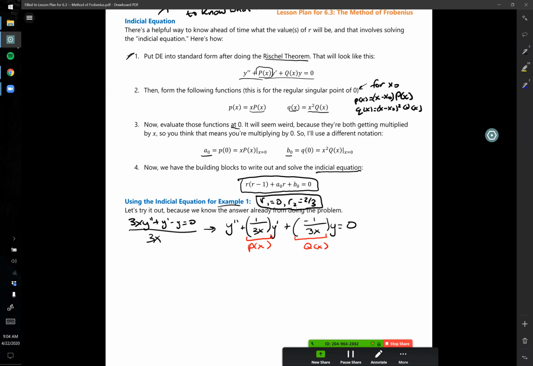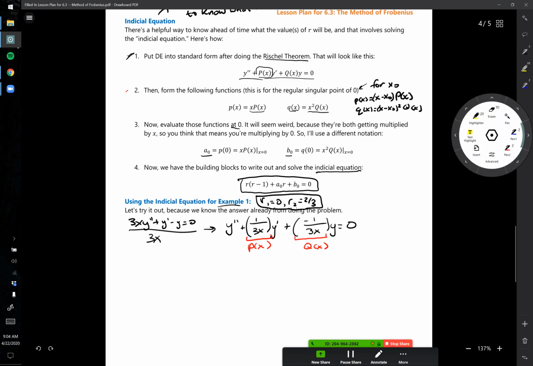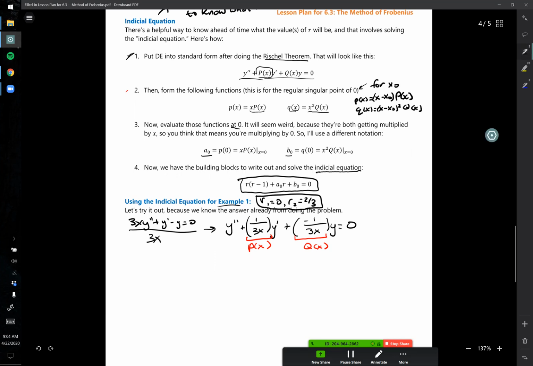Okay, so then I go to step 2. Step 2 says form little p of x. I think I had it in black here. Oops, so let me make this a little bigger.